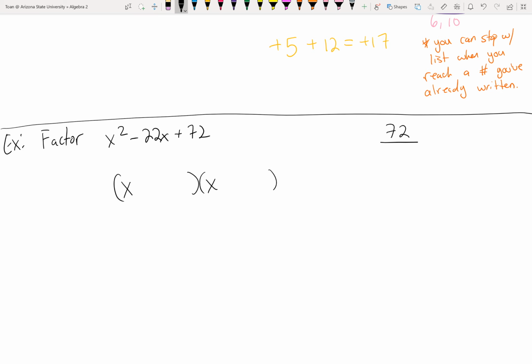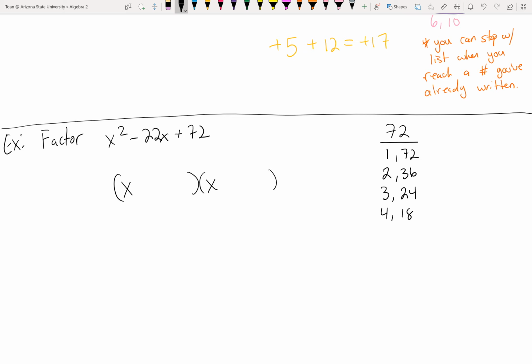And if I'm not good with my times tables, I'm just going to take a calculator. Always start with 1 and the number and move up to 2. Does 2 divide into 72? Yes, it does. 2 and 36. What about 3? 72 divided by 3 works. 3 and 24. What about 4? 72 divided by 4 works. 4 and 18.